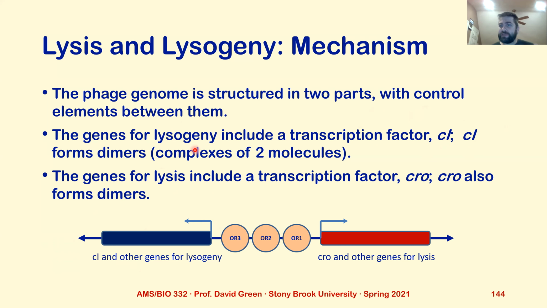CI forms dimers. It's a dimeric molecule, this complex of two molecules stuck together. And the genes for lysis also involve a transcription factor. This transcription factor is known as CRO. CRO also forms dimers. And in between these, there are some transcription factor binding sites. There's actually a little bit more richness than just the three shown here, but the three shown here are dominant and sufficient to capture the main ideas of what's going on.